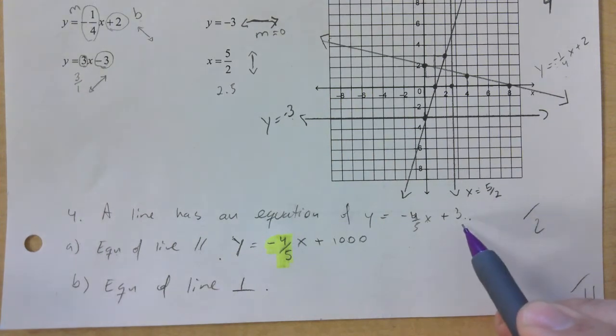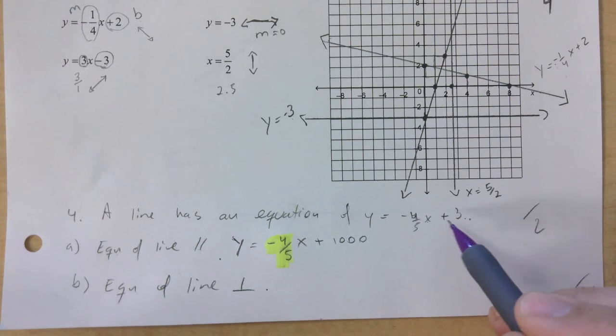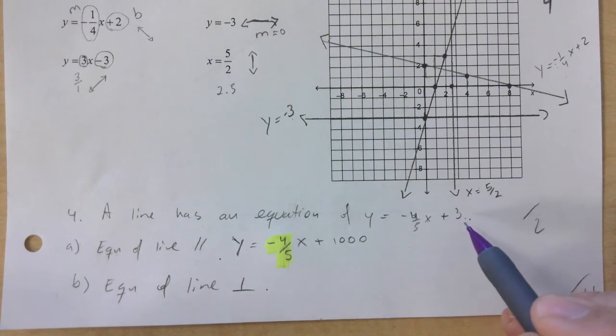If you went plus 3, I would take off half a mark today, because it should be different than this. So plus 4 or plus 2 would work. Anything other than the 3 would work.